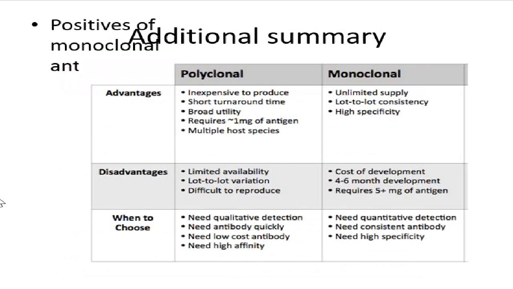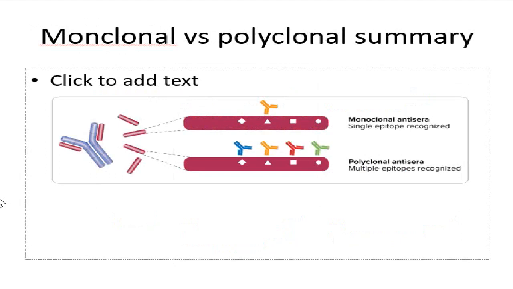Okay, and this is another summary table, reiterating what we've said in the previous slide in terms of the advantages and disadvantages. Okay, and this is a nice diagram that's supposed to highlight what a monoclonal antibody preparation would look like versus a polyclonal preparation. As you can see, it's a single antibody for the monoclonal preparation, whereas the polyclonal has 4 different antibodies targeting 4 different regions of the antigen.